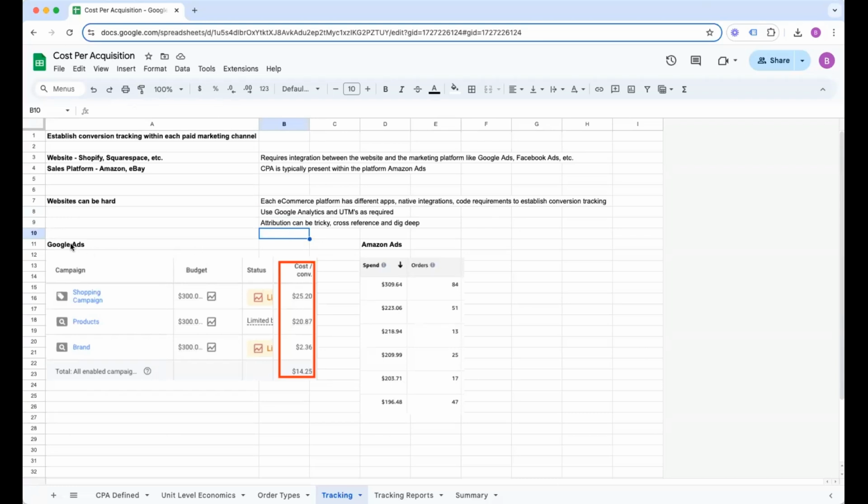All right, so within Google Ads, for example, they have a CPA built right in, and they call it cost over conversion. So this is just a snapshot of what you might expect to see there. Within Amazon Ads, again, they don't give you CPA directly as a metric, but they give you the two ingredients. So you'll have to take it offline and calculate that yourself.